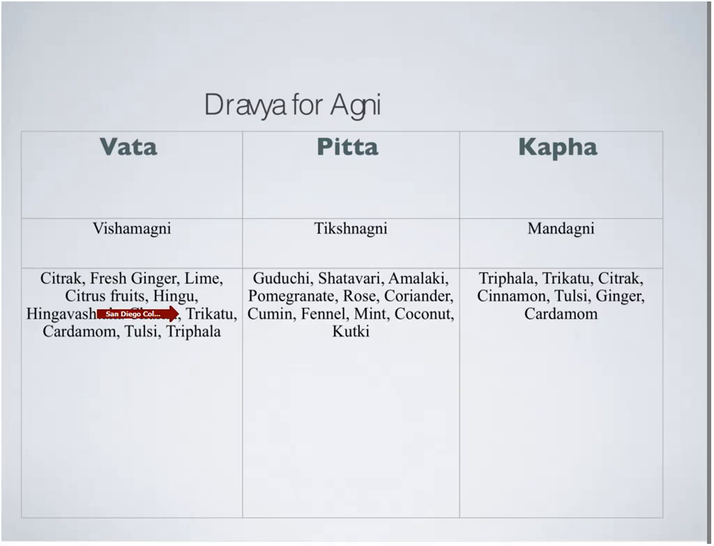Trikatu can be given to Vata, but in smaller amounts. Cardamom helps in the production of digestive enzymes. It increases the Bodhak Kapha, increases the Kledak Kapha. Very, very good. Tulsi and Triphala are excellent for Vishama Agni.